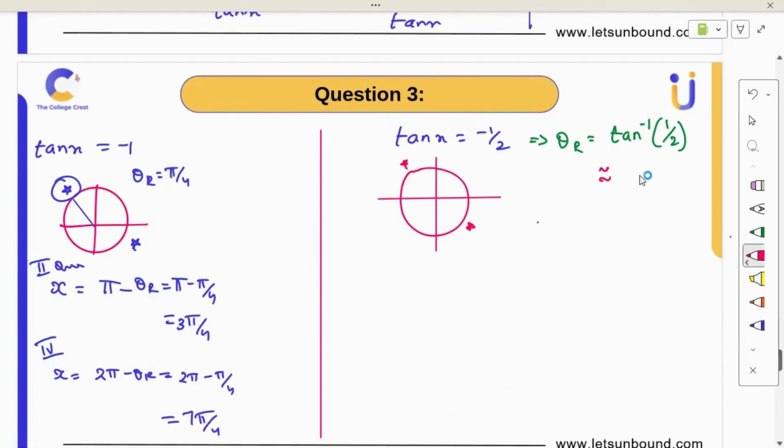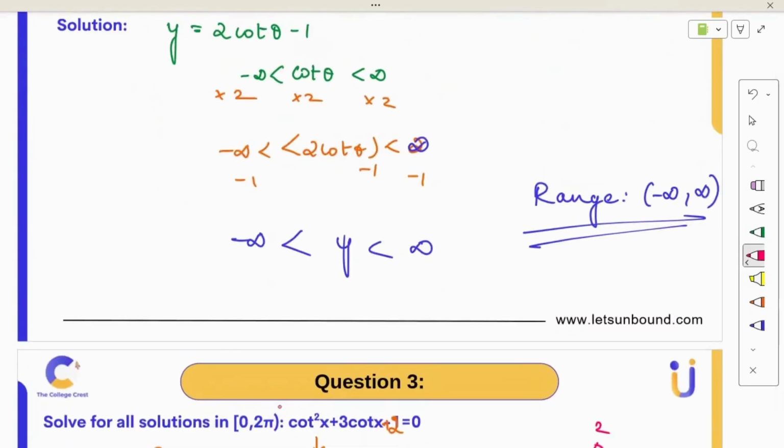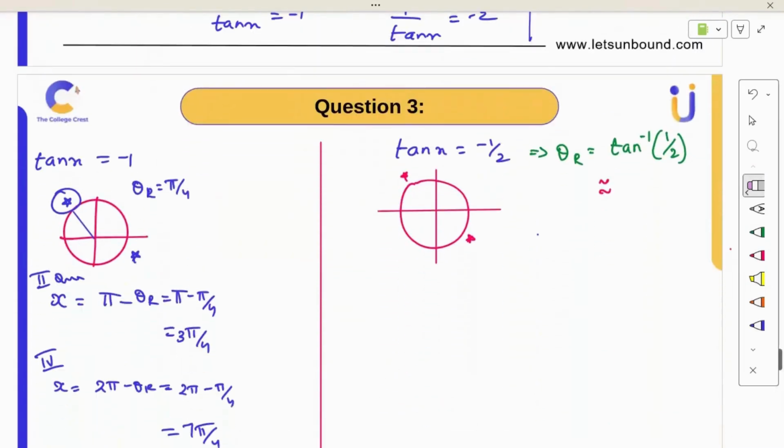Do it in radians. The entire problem, they give you the domain, right? We have to solve in this restricted domain. It was given in radians, so you should also do this in radians. So tan inverse 1 by 2 is approximately 0.464 radians. Okay, now how to find x? Again, this is pi minus your reference angle, and this is 2 pi minus your reference angle.